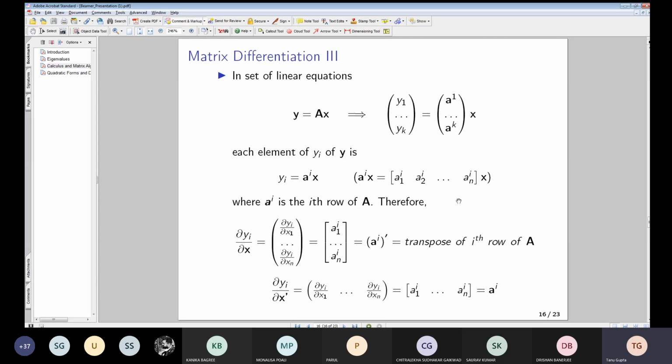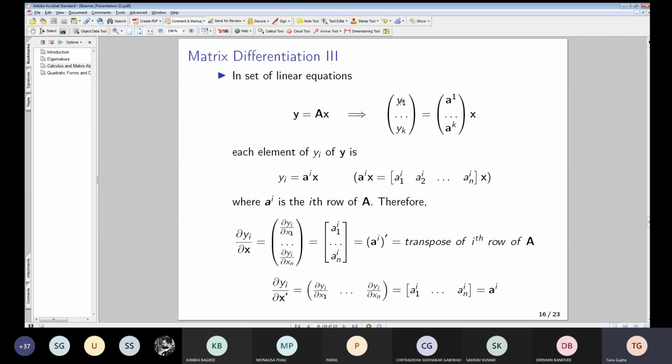Okay, so suppose there is a set of linear equations y is equal to Ax, and just notice the notation I'm using. So y is a column vector with k elements.